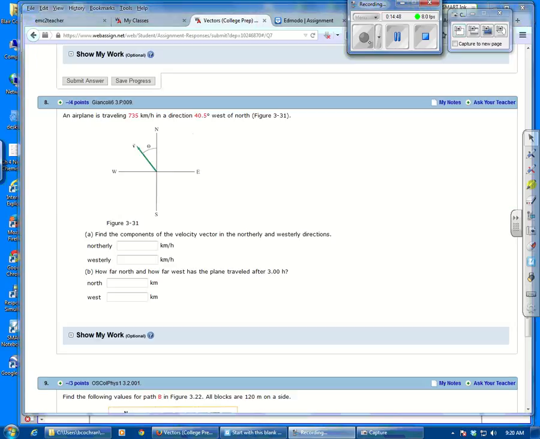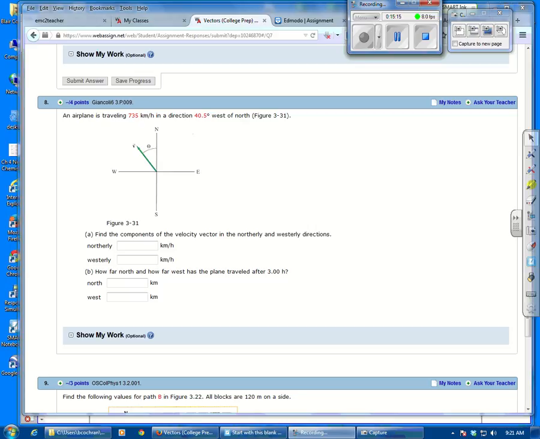Okay, so we're looking at number 8 here, and they give us a plane traveling at 735 kilometers an hour in a direction of 40.5 degrees west of north. So that means I start pointing north and I swing 40.5 degrees west. And they want me to find the components and then how far it's traveled after 3 hours.